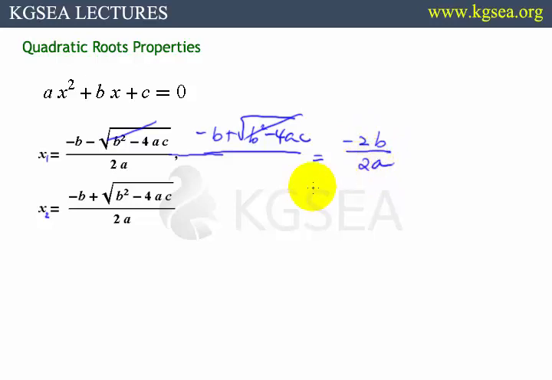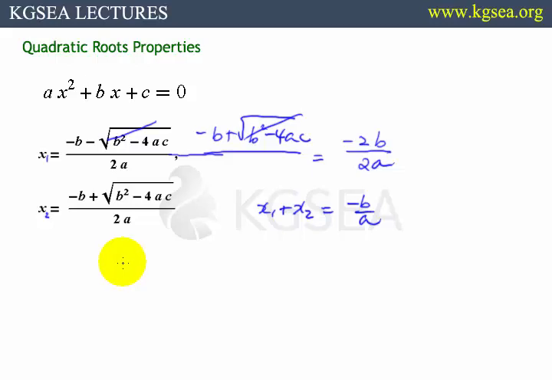I just added these two roots, so if I add two roots, I get negative b over a. So if somebody ever gives you this equation and asks, what is the sum of the roots? Then don't go find the roots and add them. This is telling you negative b over a is the sum.